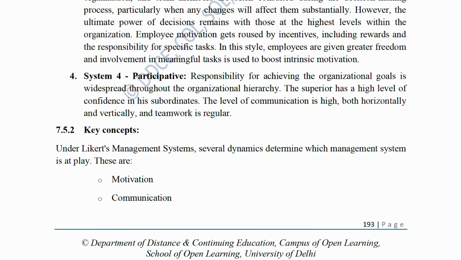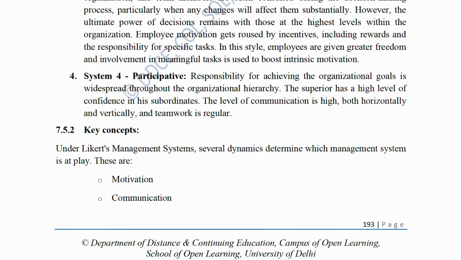Last, System 4: Participative. Responsibility for achieving the organizational goals is widespread throughout the organizational hierarchy. The superior has a high level of confidence in his subordinates. The level of communication is high, both horizontally and vertically, and teamwork is regular.